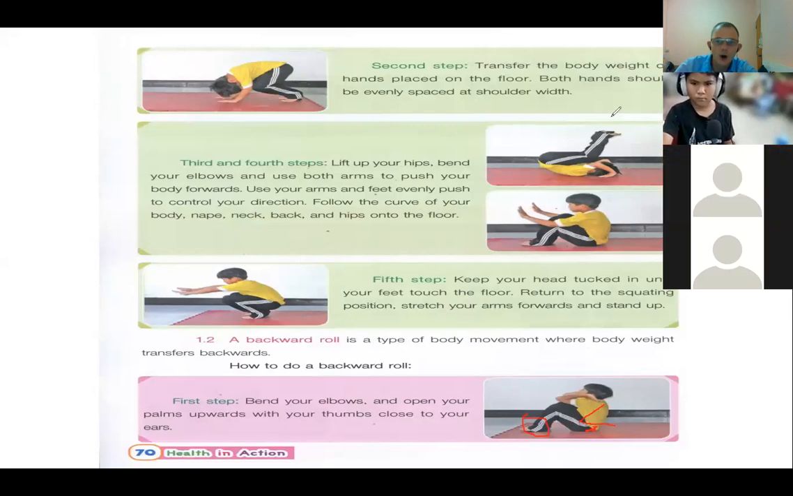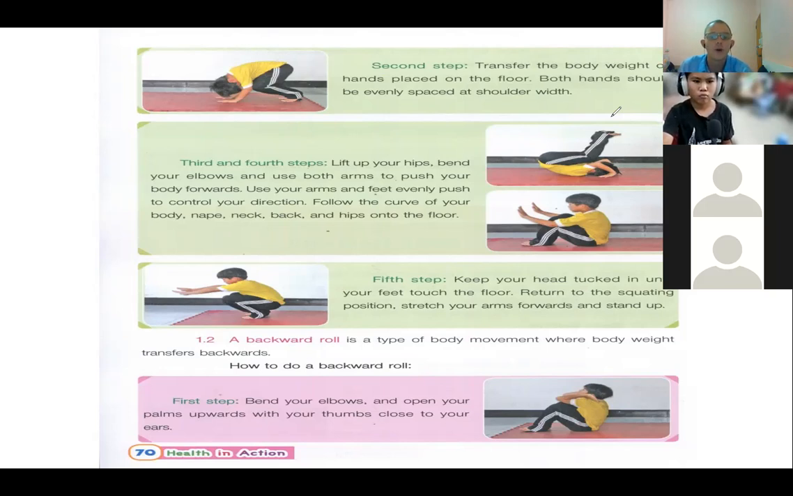The next step 2, transfer body weight on hands placed on the floor. Both hands should be evenly spread at shoulder width. So when you bend down, you put your hands on the floor like this, far apart, shoulder width. And as you bend down, you kick with your legs forward and you make a forward roll. So third and fourth step, lift up your hips, bend your elbows and use both arms to push your body forwards. Use your arms and feet evenly to push to control your direction.